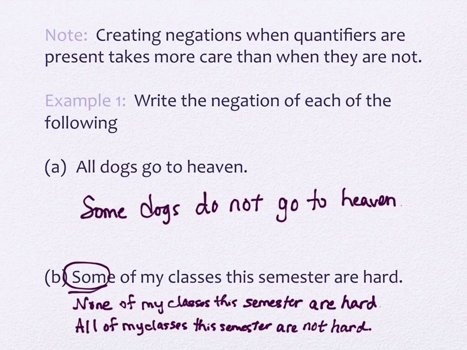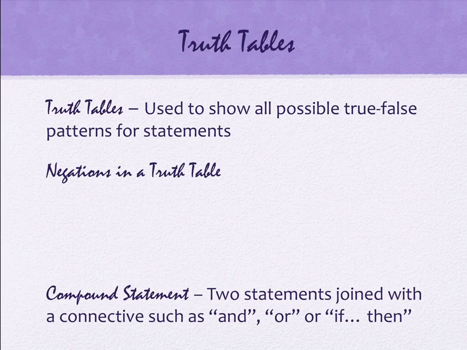All right. In deciding and showing whether statements are true or false, truth tables are often quite helpful. A truth table is used to show all possible true-false patterns for statements. So in a truth table, you have columns and rows. We're going to create a very simple truth table right here. In our truth table, we're going to have the statement P. And one possibility is the statement P is true. The other possibility is the statement P is false. And those are the only choices, right? It's either true or false. Statements have that property. They're one or the other.